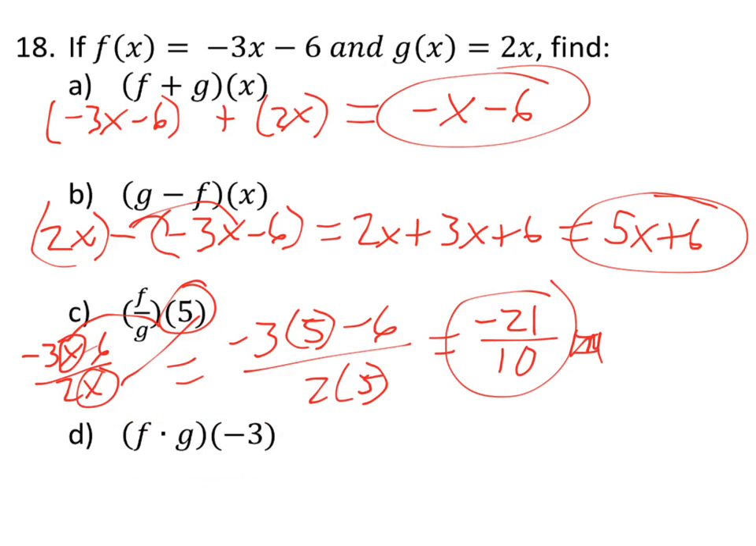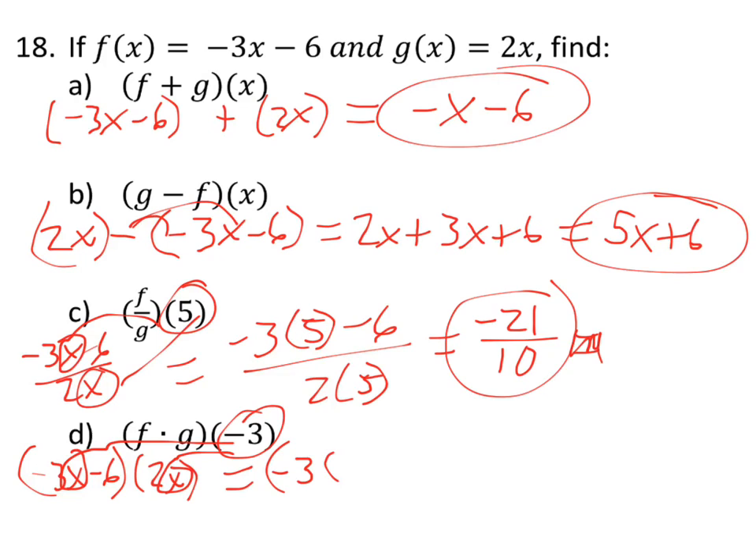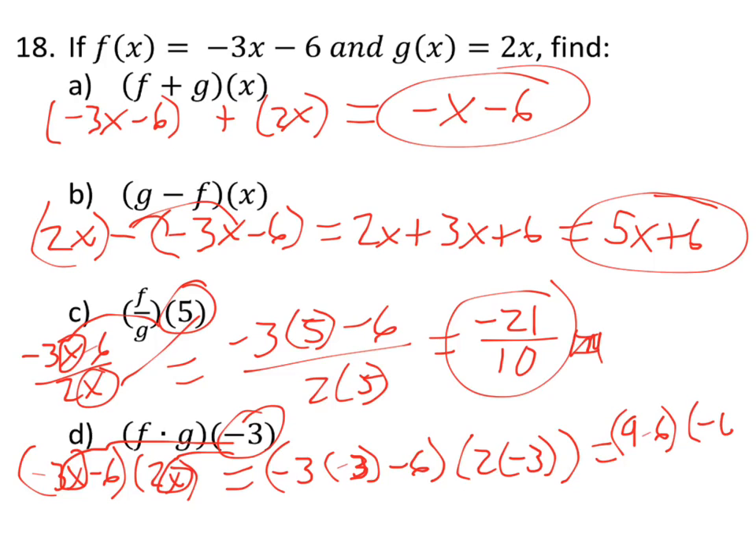You can do f times g of negative 3. Write down what f is, which is negative 3x minus 6. You have to times that by g, which is 2x. And you can take this negative 3 and put it where the x's are. If you do that, you're going to get negative 3 times negative 3 minus 6 times 2 times negative 3, which will give me 9 minus 6 times negative 6. That's a minus there. 9 minus 6 is 3, times negative 6 is negative 18.